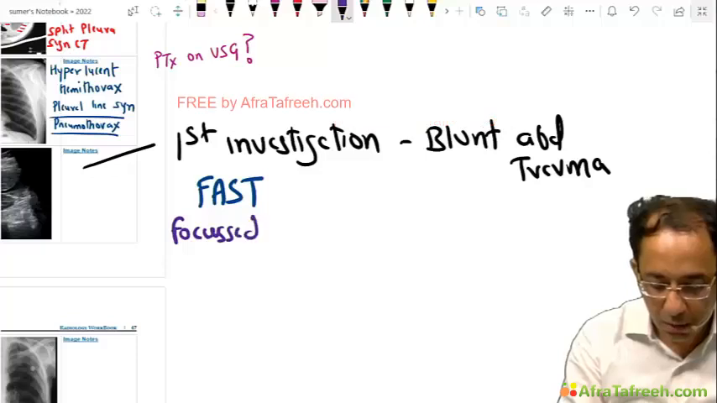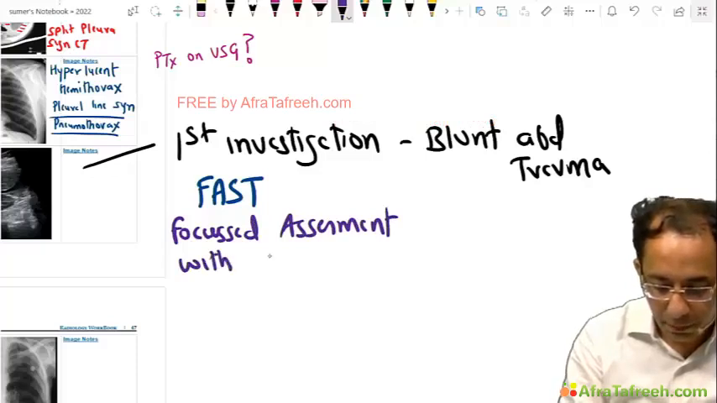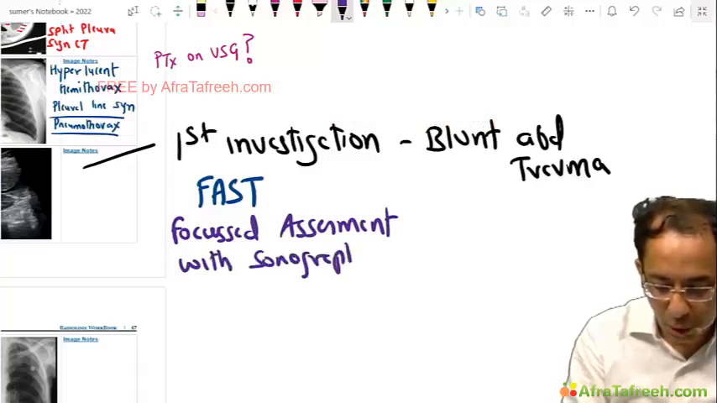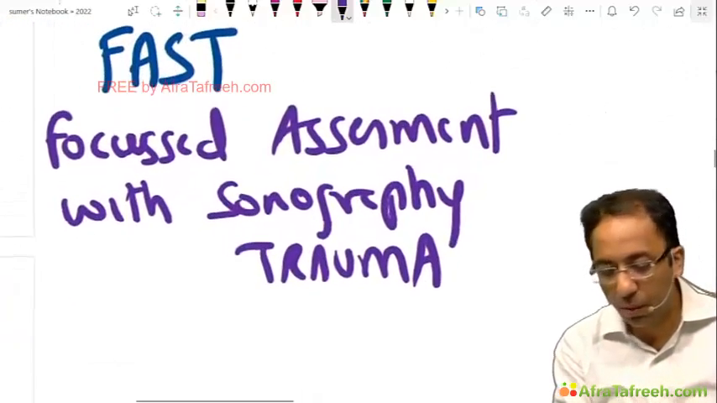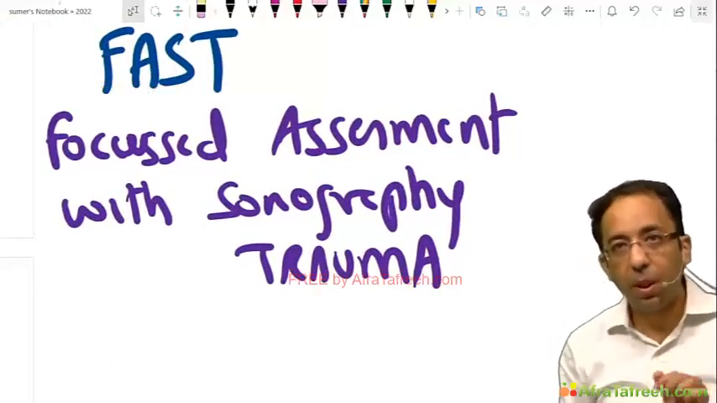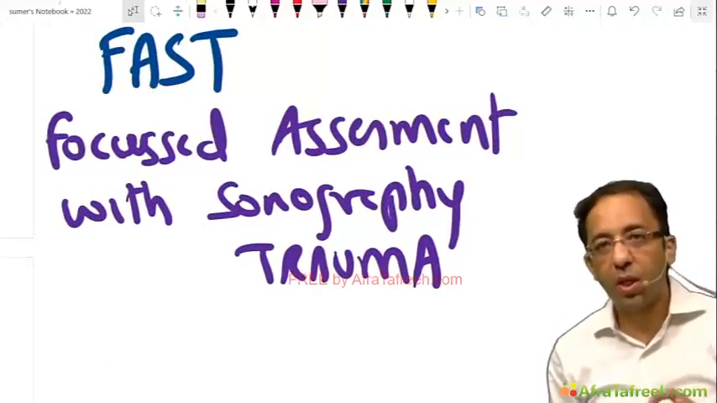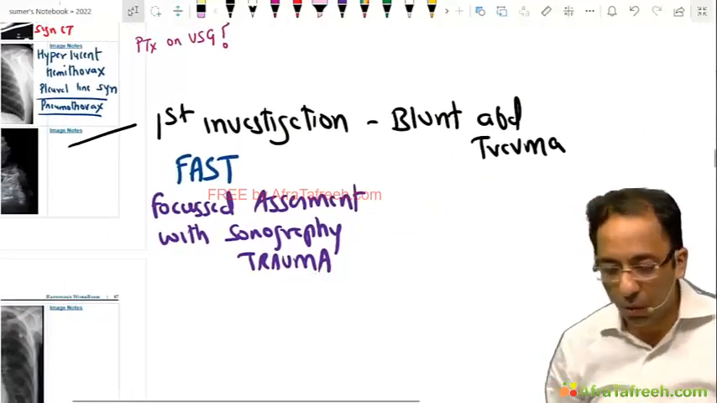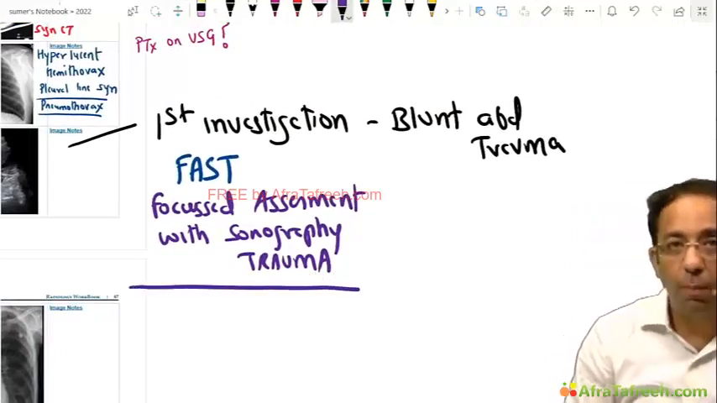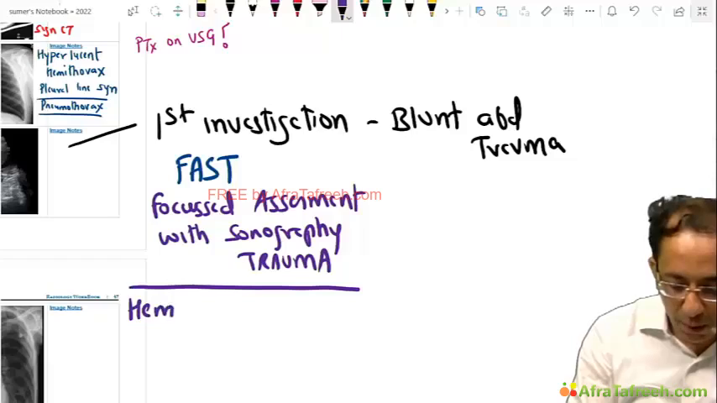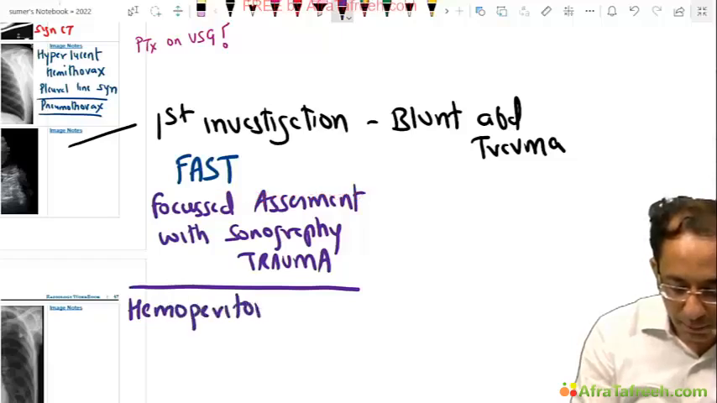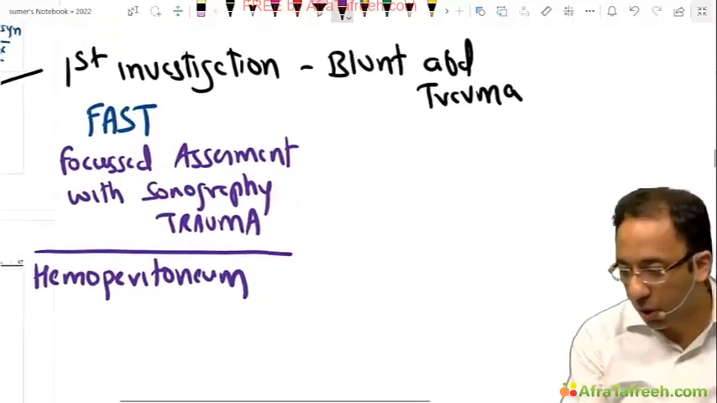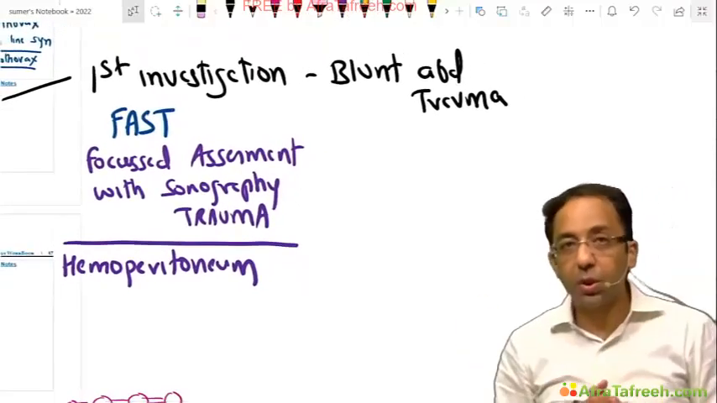Focused assessment with sonography in trauma. I'm zooming in, beta. What is FAST? Sometimes they ask you to write the full form. Focused assessment with sonography in trauma. And what are we trying to look for? Our main goal is to look for hemoperitoneum. I will explain how it is done and then we will gradually reach the concepts.